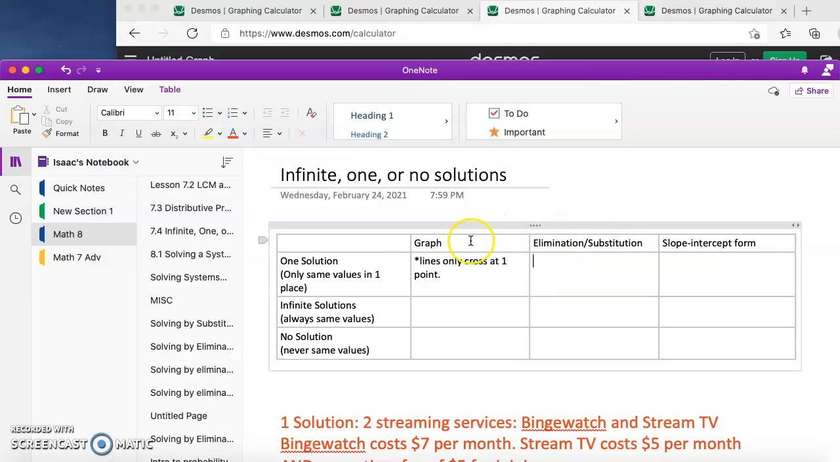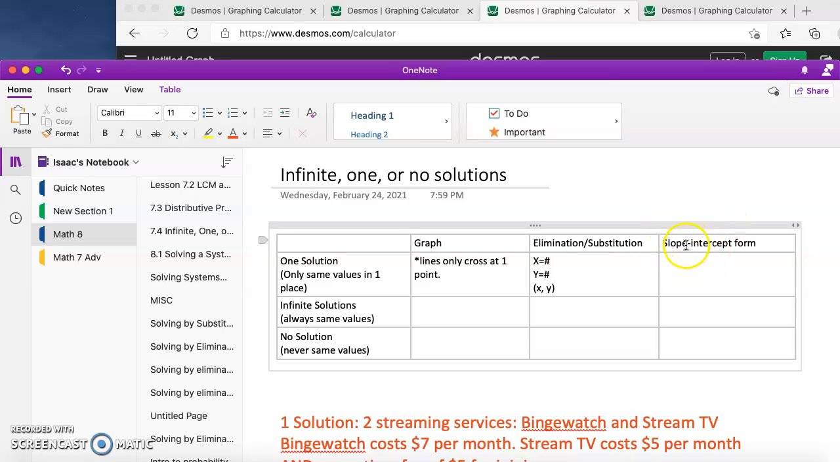Now let's see one solution when you're using elimination or substitution to solve. Well, that's when you get basically a regular answer. When you're using elimination or substitution, you get that x equals a number and y equals a number. Then you know that you have one solution. You'll be able to put it in this form where you say x comma y.